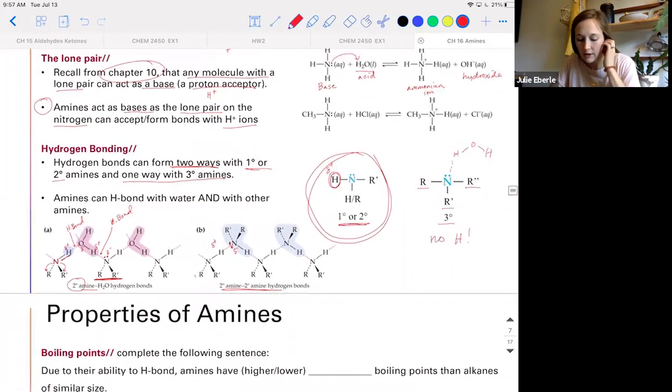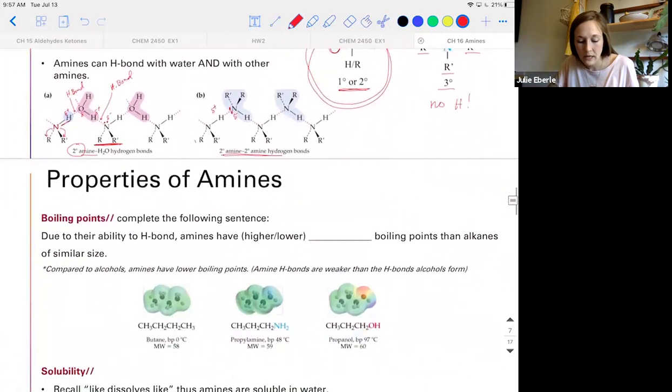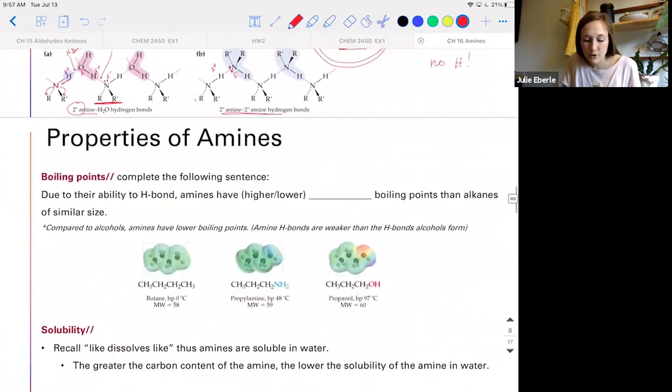Any questions on how that happens? That is what affects boiling point. So due to their ability to hydrogen bond, amines have higher boiling point than alkanes of similar size. We've said that with almost every molecule that has an electronegative group. So alcohols, aldehydes, ketones. Once you get the ability to hydrogen bond, there's a whole lot more intermolecular forces holding the molecules together in a substance. And it takes a lot more energy to break them apart and vaporize them.